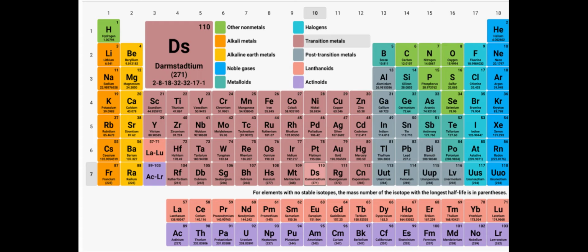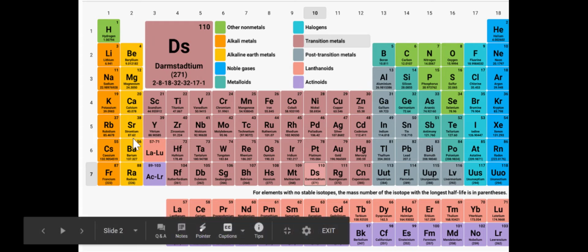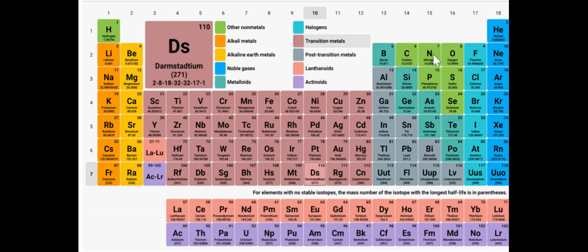And we learned about valence electrons, right? This whole group has one valence electron. This one is two, and 3, 4, 5, 6, 7, 8. Today we're going to go through each group in detail.